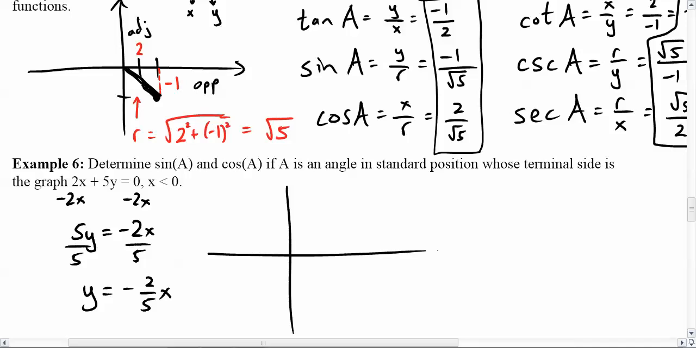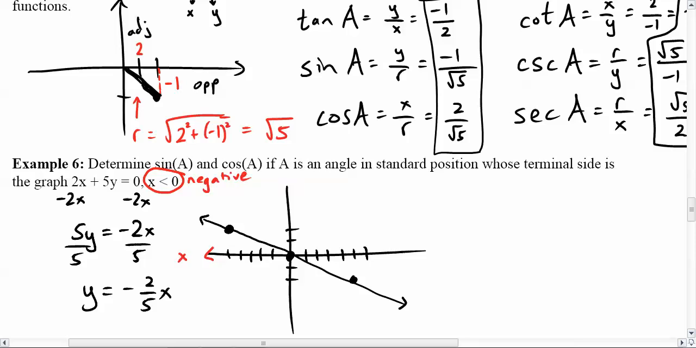So this is a line that has a slope of negative 2 over 5. So it goes from the origin down to the right 5 and up to the left 5. It gives us a little bit of extra information, which is that x is less than 0. So x is negative. That means we're looking on this part of the x-axis. So my terminal arm must be this part right here. So now I can make my triangle 5, 2, and I can determine the radius.